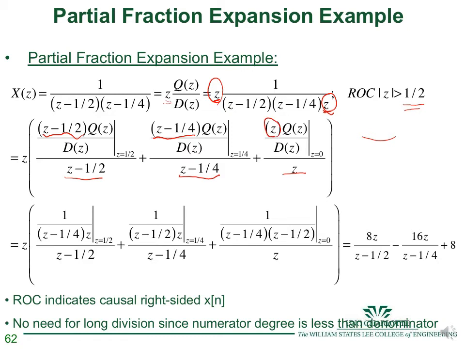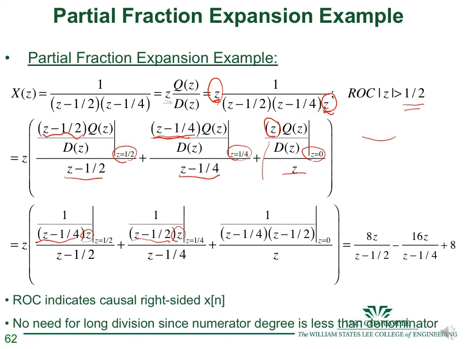When I multiply through by z minus 1/2, all I'm left with in X(z) is just the 1 over z minus 1/4, and I evaluate that at z equals 1/2. When I multiply by z minus 1/4, the only one remaining is z minus 1/2, in addition to the extra z that we added to put it in a proper form. Finally, when I multiply by z, in the last case, I'm left with the original X(z) evaluated at z equals 0. That's associated with the extra pole that we added to put it in a proper format.